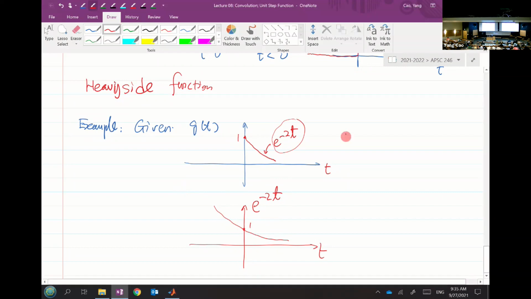So in the previous example, when we described the function g of t, we described it as a piecewise function. This is called a piecewise function, defined as 2 pieces.